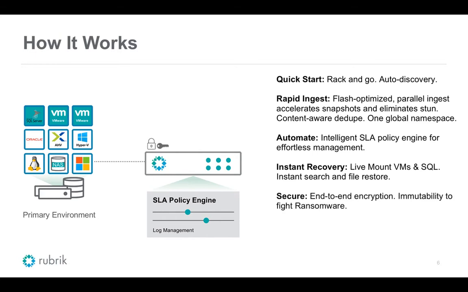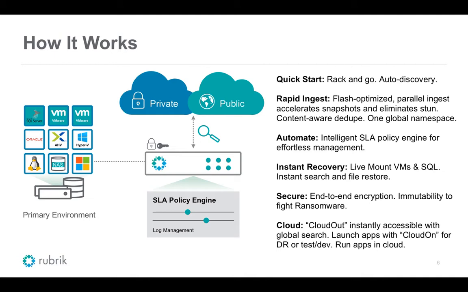We do have end-to-end encryption, and that can be software or hardware-based encryption, and that's available on premises. And if you are sending data to the cloud, it is encrypted in transit as well as at rest. Our data gets stored in an immutable format. That way you can quickly recover from, like, a ransomware attack without any kind of data loss.